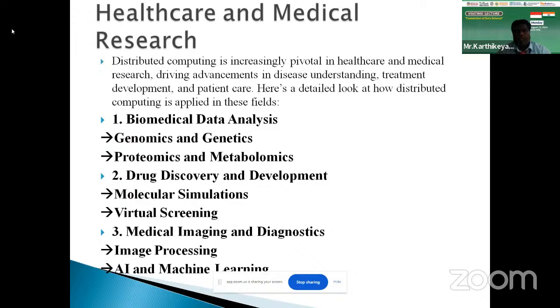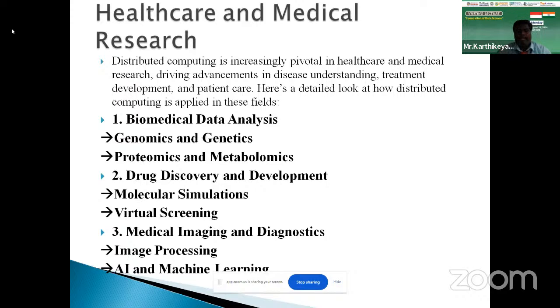The second one is drug discovery and development. This follows molecular simulation and virtual screening. Molecular simulation is used to simulate molecular interactions and the drug binding process. And virtual screening is a distributed system used to screen chemical libraries to identify potential drug candidates. By running the simulation on multiple servers, researchers can quickly evaluate the efficiency of thousands of compounds.